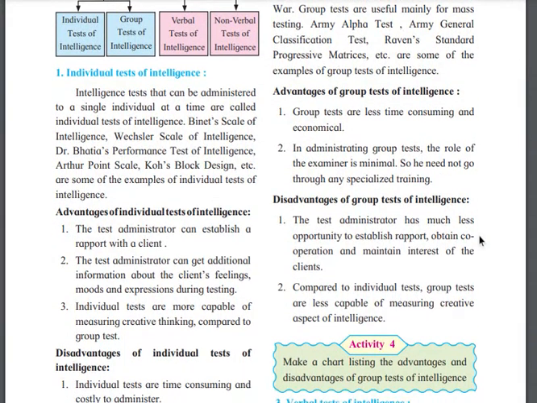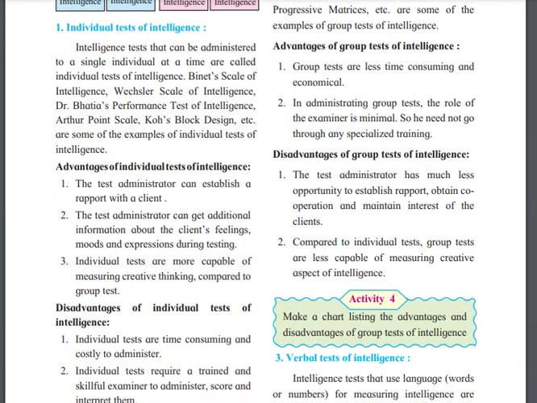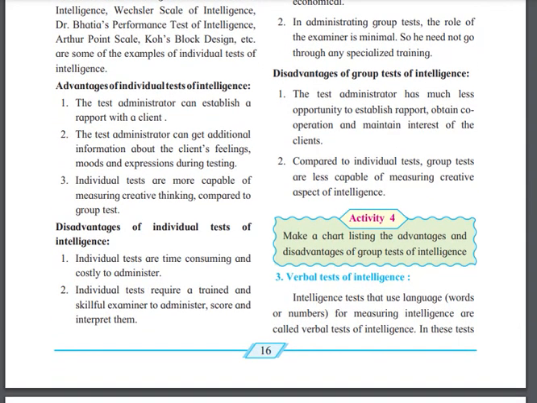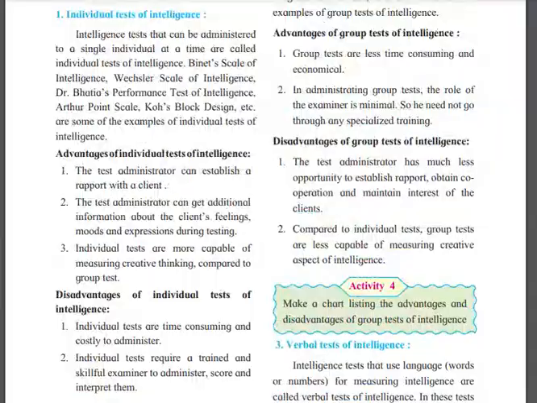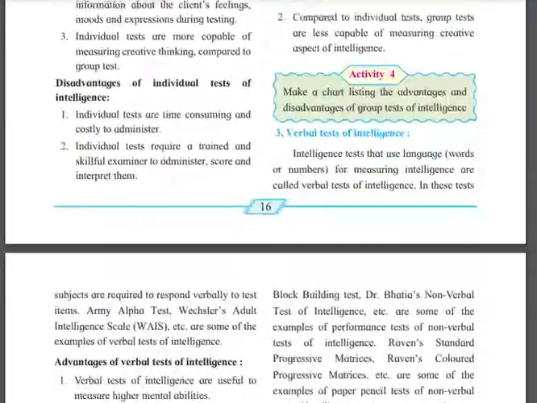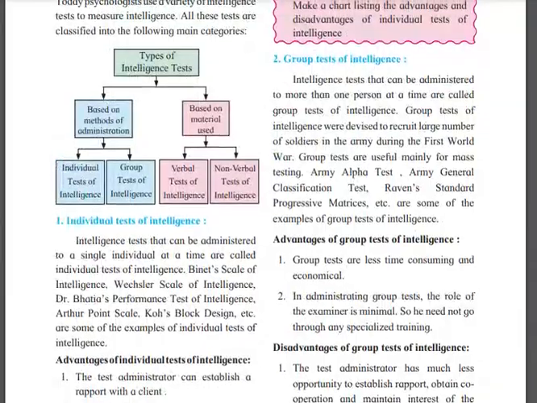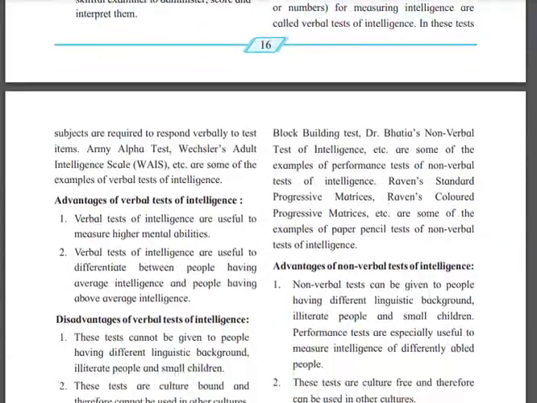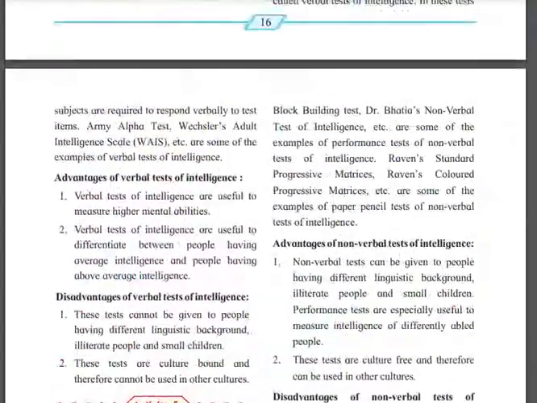The disadvantage of group tests is that the test administrator has much less opportunity to establish rapport. The administrator cannot establish rapport with the person. Compared to individual tests, group tests are less capable of measuring creative aspects of intelligence. In individual tests you have different time, but in group tests you are not checking different aspects of intelligence as much. So this is the intelligence test classification, and now the verbal tests of intelligence.